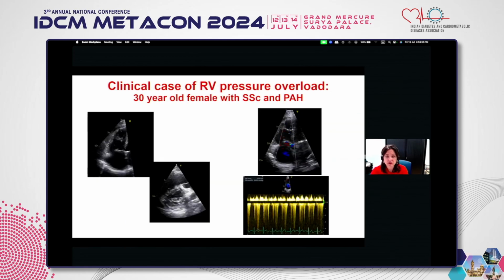This, for example, is a 30-year-old woman with systemic sclerosis, which you know is at high risk for pulmonary arterial hypertension. And you can see that from the echo, it seemed she had a good RV function. And of course, as you can see, high pulmonary pressure, a TR gradient of 67 millimeters of mercury.